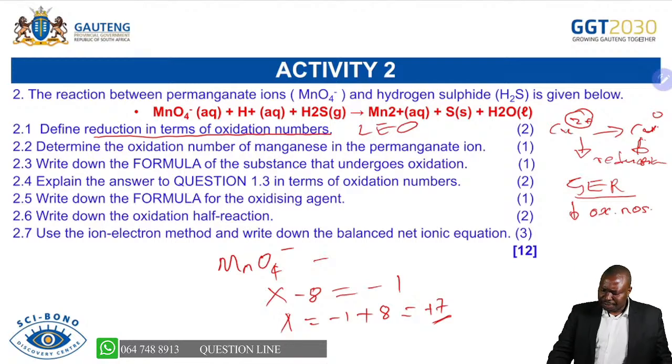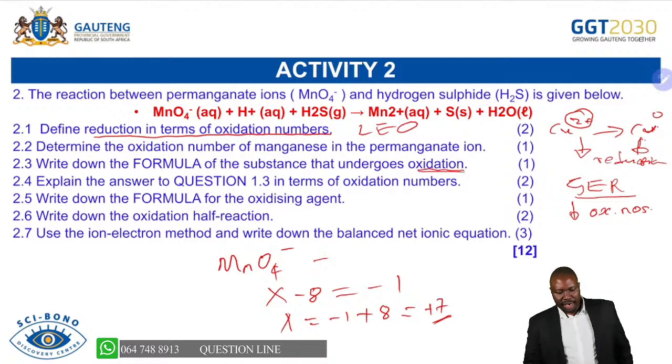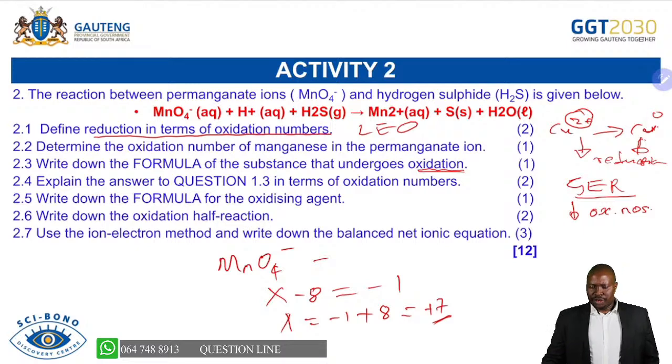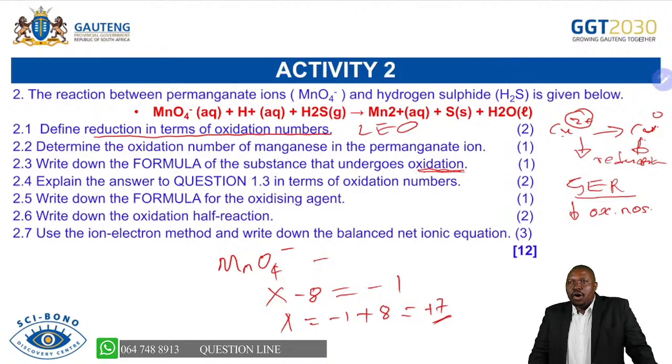Now here's a question which is saying write down the formula of a substance that undergoes oxidation. It's a serious question that you must ponder and think about, to say, okay, out of all of this, which one is undergoing oxidation, loss of electrons or increase in oxidation number. You want the one that is increasing in its oxidation number.